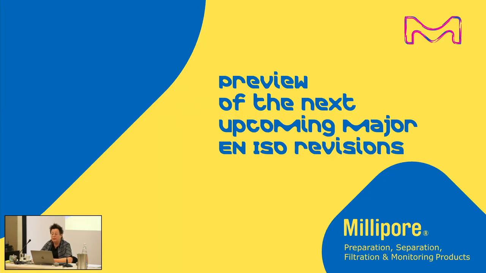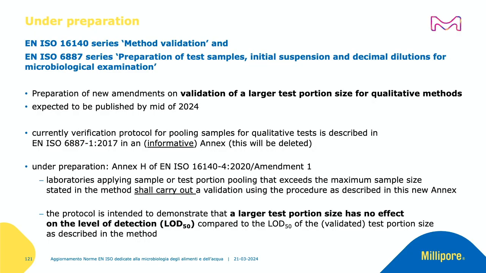With this, I would like to give you a preview of the next upcoming major EN ISO revisions, mainly what is coming next year. Not 2025, not 2026. I hope that Italy will invite me again in 2025 and I can give you then an update for 26. Thank you. So what is upcoming now? Now I will come back to the morning, because we have under preparation a new amendment for validation of larger test portion sizes for qualitative methods, directly connecting to your presentation from the morning. It will be a newly published amendment, which is expected by mid of this year, soon, not so far.